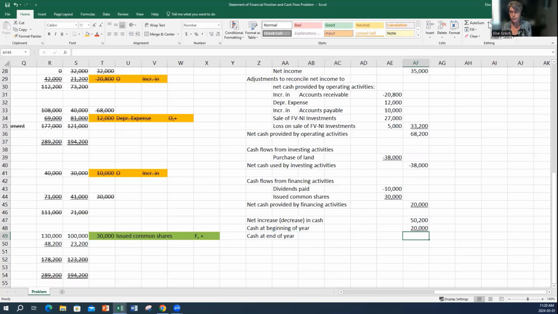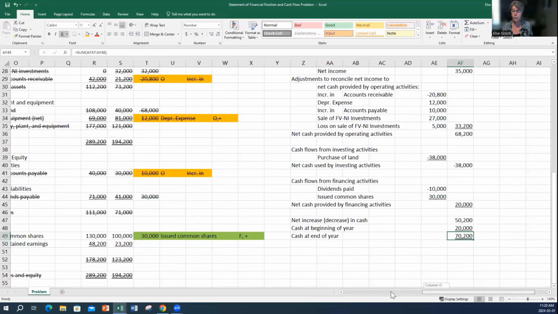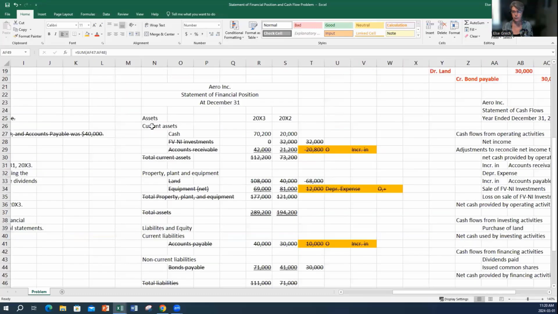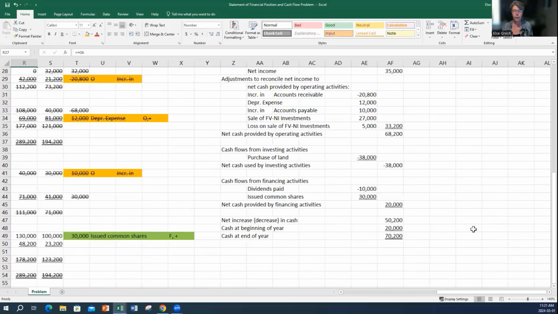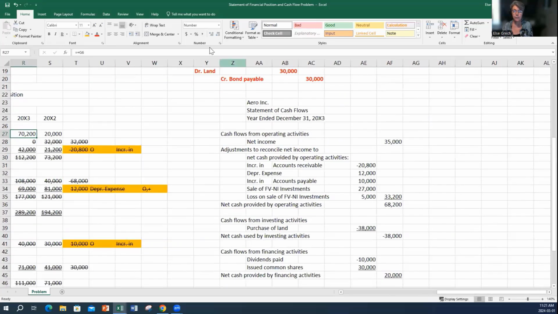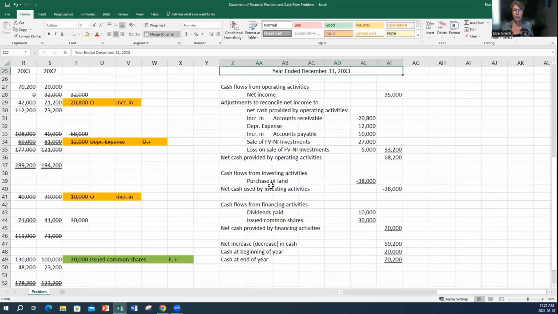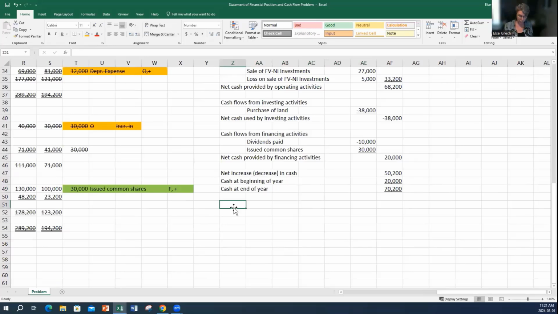If I add these two amounts together, 70,200. If I've done this correctly, we know it will equal the exact cash that is in the 2000 X3 statement of financial position. And there it is, 70,200. So here is our cash flow with the proper format. I'm just going to, because I'm neurotic about things like this. There we go. And we got it. There's our cash flow.